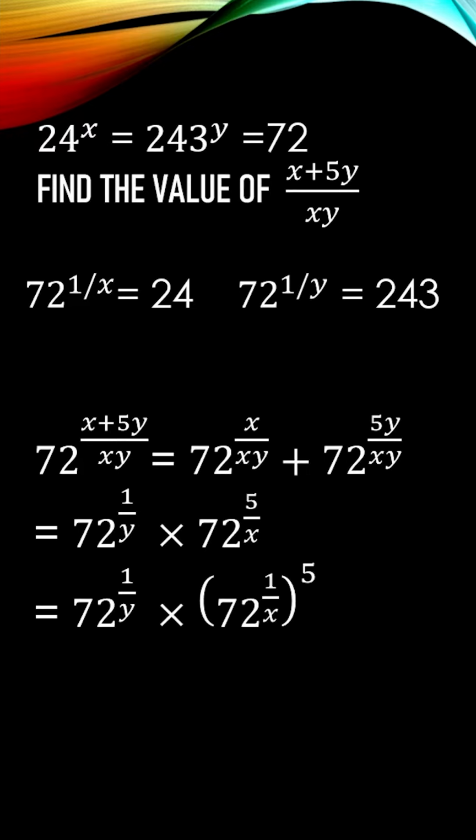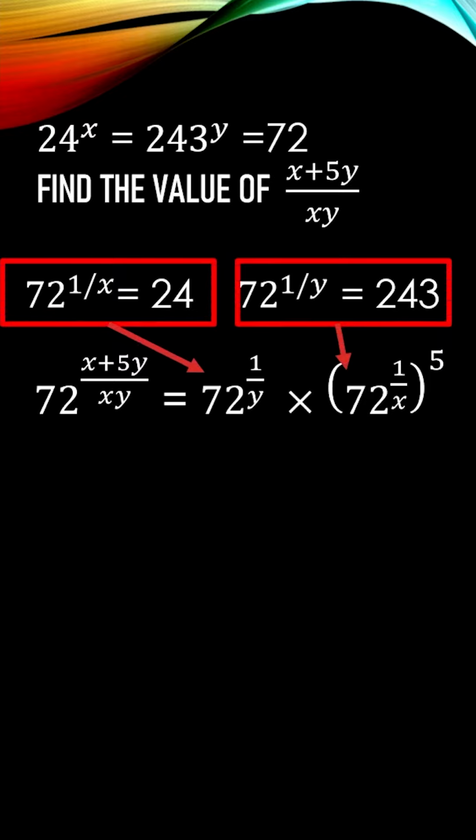We can rewrite the whole expression as 72 raised to the power of 1 over y, multiplied by 72 raised to the power of 1 over x, to the power of 5. Put the value of 72 raised to the power 1 over x equals 24, and 72 raised to the power 1 over y equals 243, in the current equation.